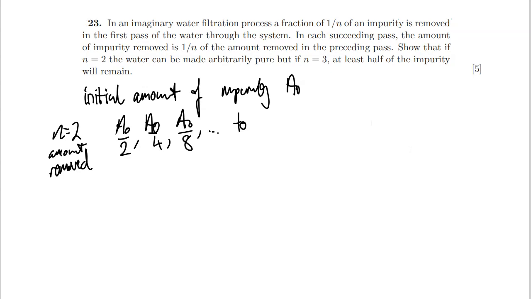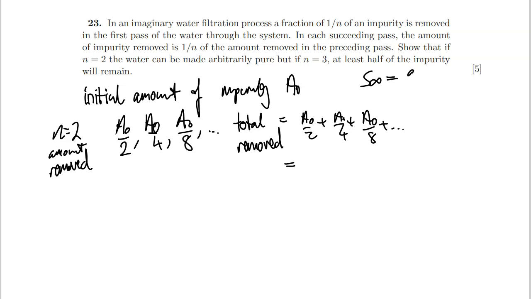So the total removed is the sum of all of these terms, which is A0 over 2 plus A0 over 4 plus A0 over 8 plus, which is actually the sum to infinity of a geometric progression. And we know that the sum to infinity of a geometric progression is A over 1 minus r, where A here is the first term, so A0 over 2, and r is the common ratio, which in this case is 1 over 2.